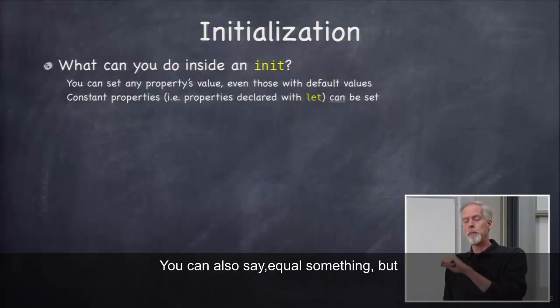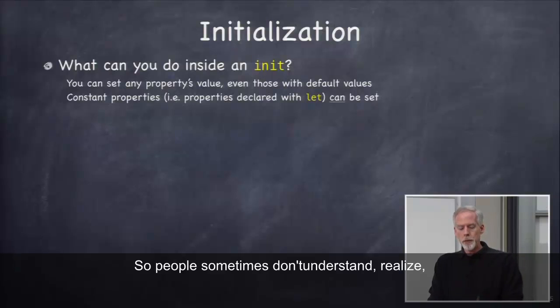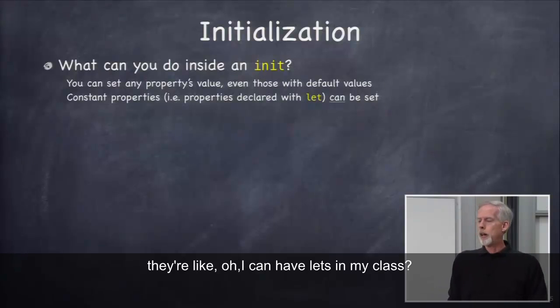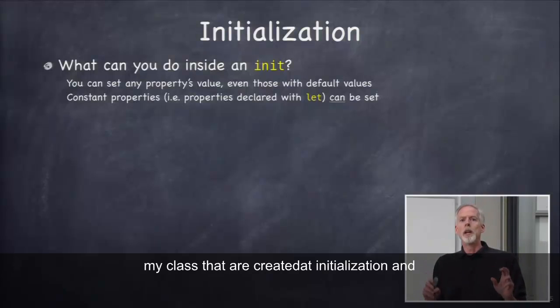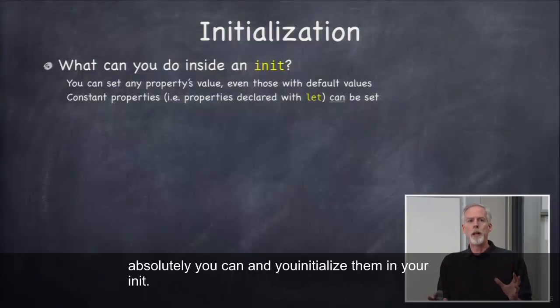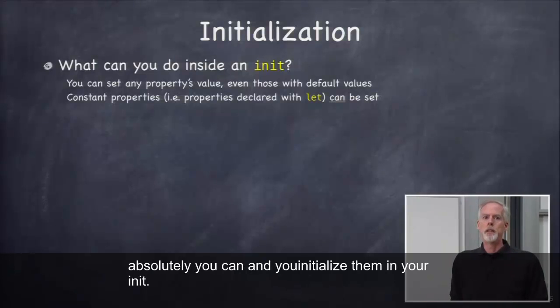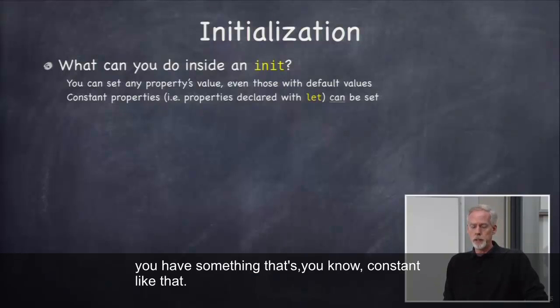You can also say equals something, but you could also set it in your init. People sometimes don't realize, oh, I can have lets in my class. I can have constants for my class that are created at initialization and stay the same for the whole lifetime of my instance. And absolutely you can. And you initialize them in your init. That's actually good practice if you have something that's constant like that.